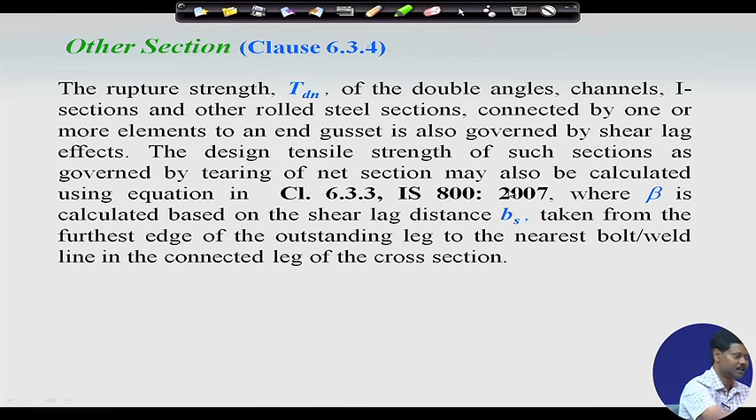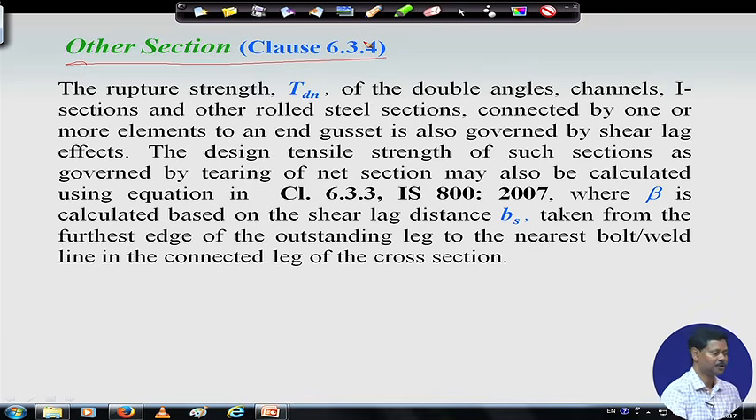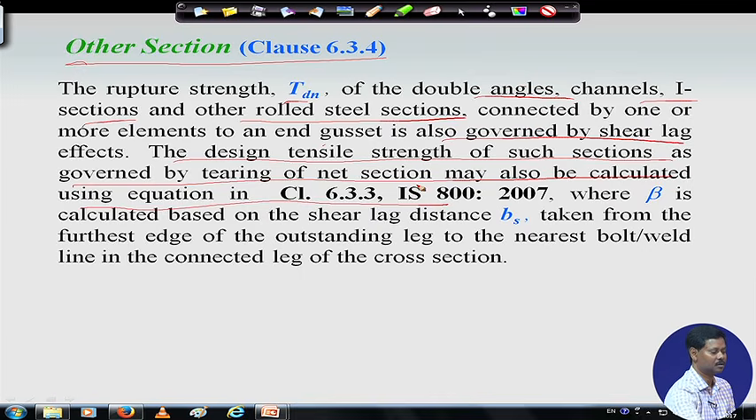And for other sections, the codal provisions are given in clause 6.3.4, where it is mentioned that the rupture strength TDN of the double angle, channel, I sections and other rolled steel sections connected by one or more elements to an end gusset is also governed by shear lag. So, the design tensile strength of such sections as governed by tearing of net sections may also be calculated using the equation given in clause 6.3.3.